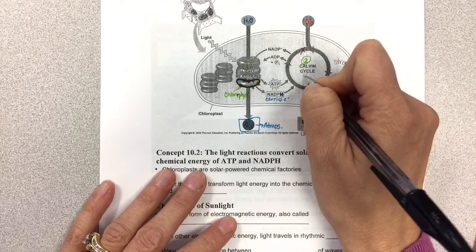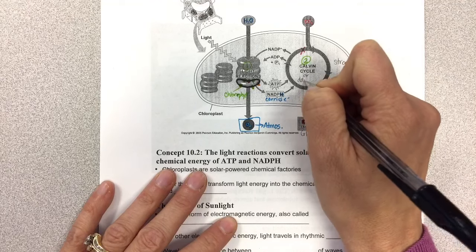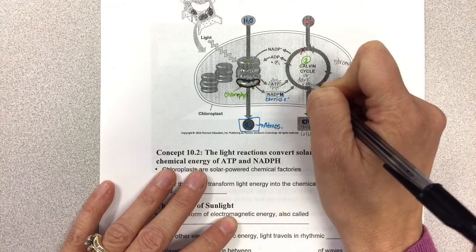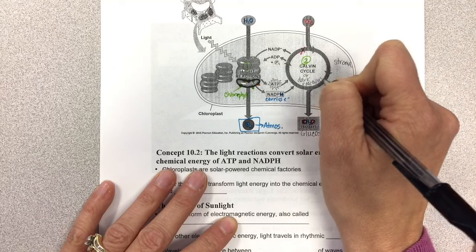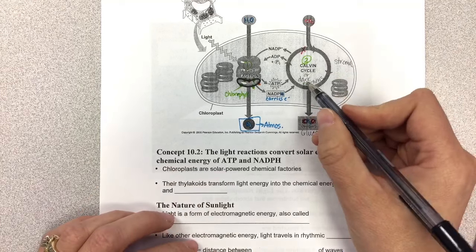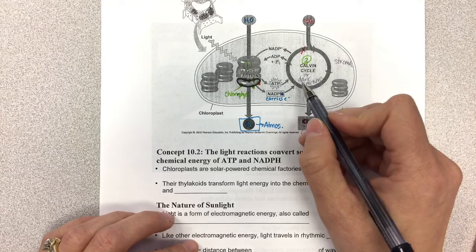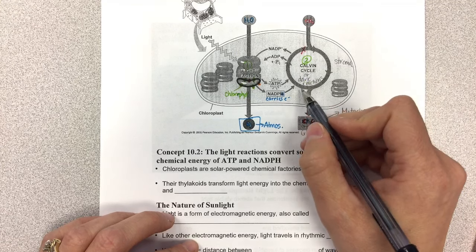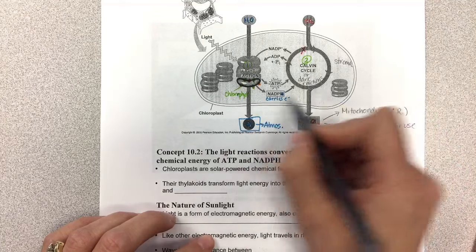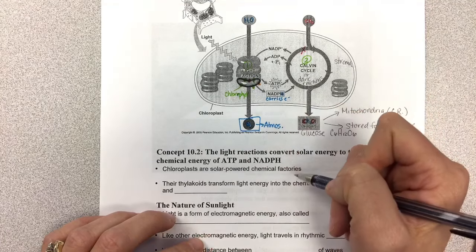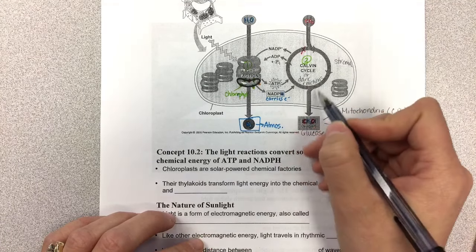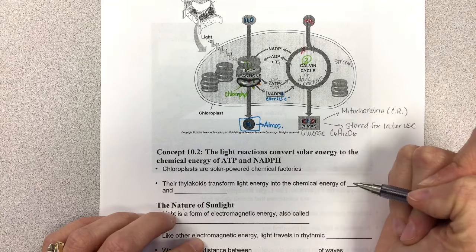So sometimes they call the Calvin cycle the dark reactions as well. It doesn't mean that it happens in the dark. It happens anytime, but it doesn't use light directly, hence the name. But sometimes you'll see it written or talked about in terms of that, okay?